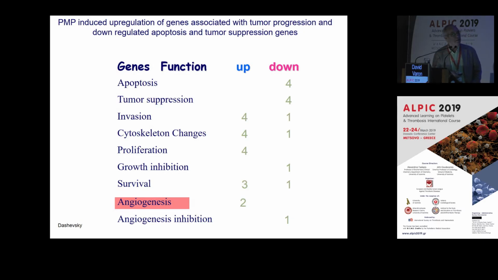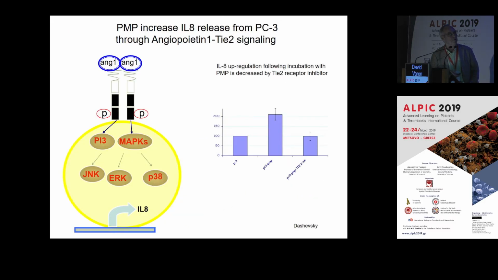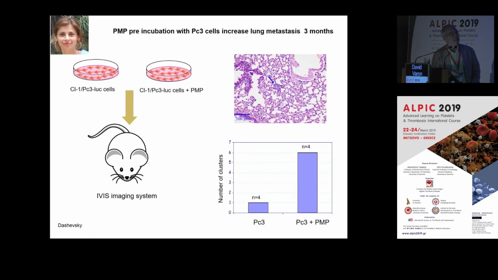with more features of higher metastatic potential. And we were trying to look for the potential players, what was the mediator, and the final suggested member was angiopoietin inhibition, which was found to be linked to this effect of the microparticles. And also, Olga was able to show increased metastasis of lung cancer in a mouse model once these cells were pre-incubated with microparticles.